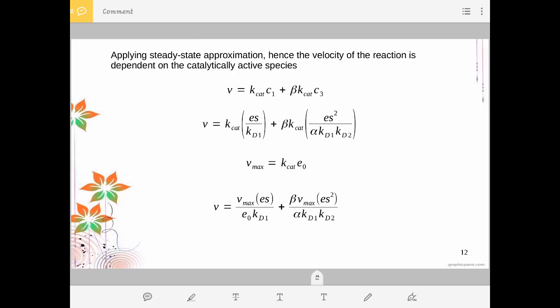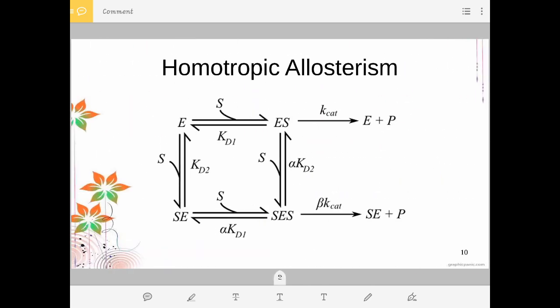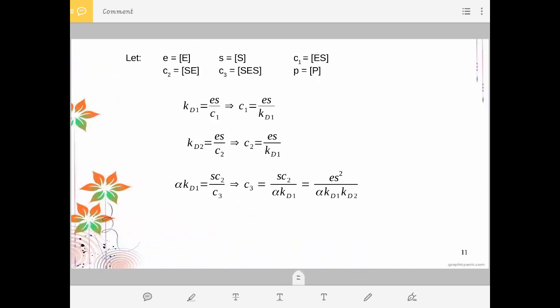Now, by the way, alpha is another constant. So we can say that alpha is the effect of binding of one substrate to another substrate. So that's why we have an alpha here. Later we will be discussing that value of alpha.